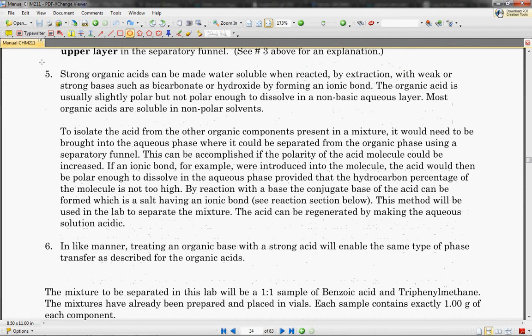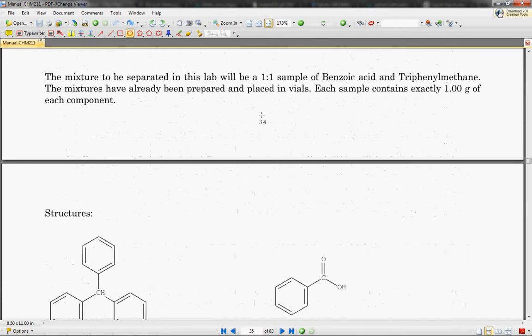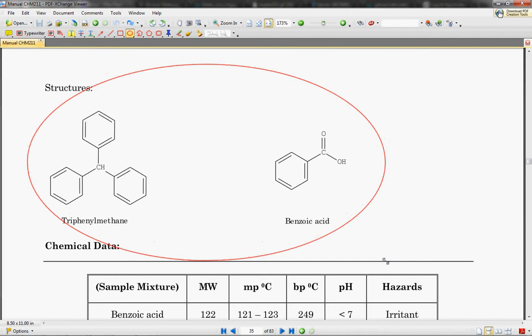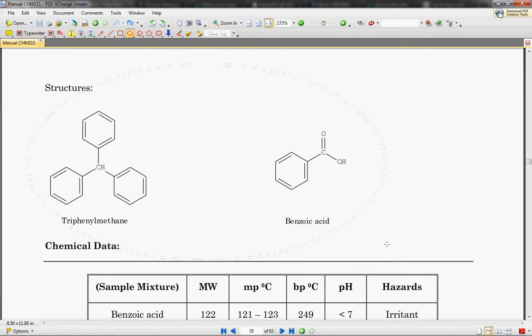It also talks about some acids that can be made water soluble when reacted, and we're actually going to use one of those organic acids, and we'll go over that in a little bit. So what you're going to have is a little vial with these two compounds, and we don't know at what compositions. You might have 50-50, you might have 80-20%, you might have all benzoic acid, or you might have all triphenylmethane, but you don't know what you have.